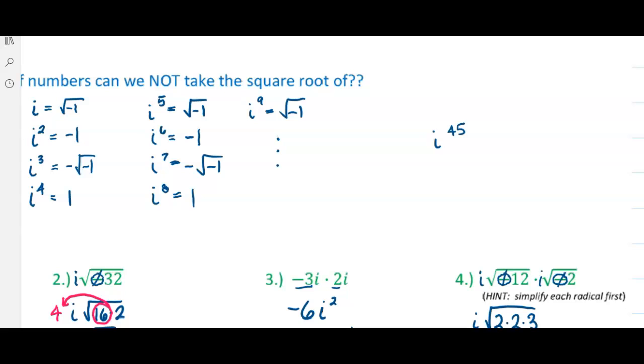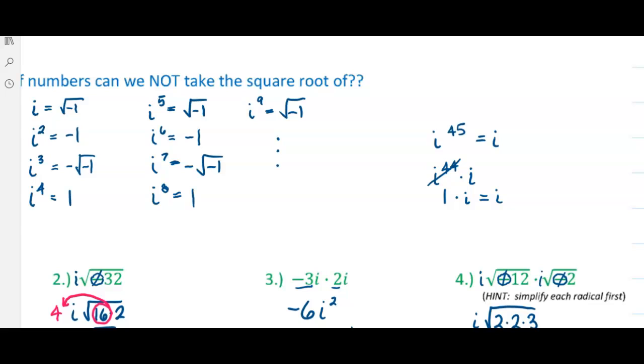Well, instead of continuing this pattern over and over all the way until I got up to i to the 45th, just divide 45 by 4. Or think, what's the number closest to 45 that's divisible by 4? That would be i to the 44th times i. i to the 44th is just i to the 4th 11 times. So this part would just be 1 times i, which is i. So i to the 45th is i. That's another way to think about it.